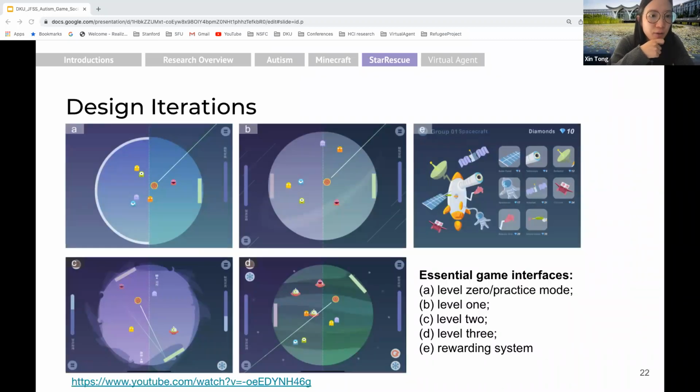This is the final version that we tested. The first level is practice, a single player practice mode. In this picture is the second level: two players need to catch the ball and throw it to the other player to eliminate the monsters. And later on, there are more difficult features like the superpowers and the reward system right there.